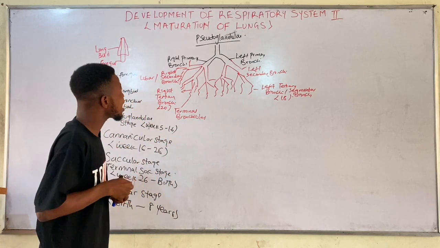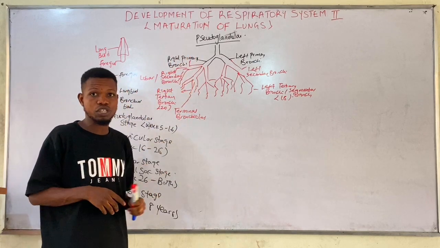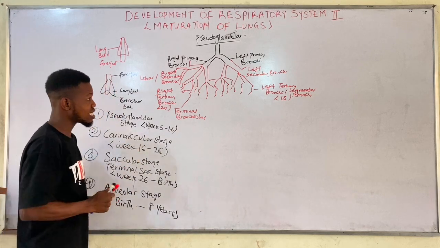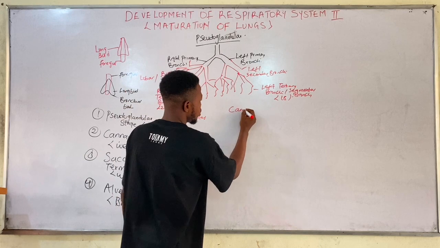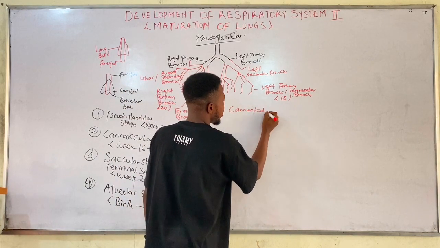So at the pseudoglandular stage, we start from the primary bronchi up to the formation of the terminal bronchioles. So that is all about that. The next stage is the what? Canalicular stage. Yes, the canalicular stage.